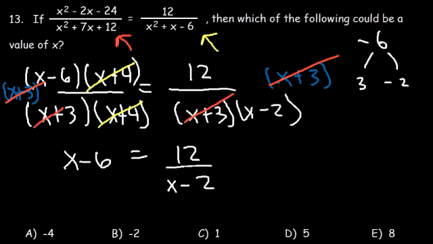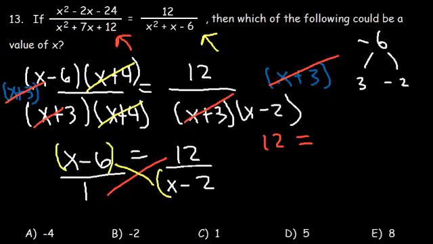So now what we need to do at this point is put this over 1 and cross multiply. So 1 times 12 is 12, and we can FOIL x minus 6 and x minus 2 if we multiply those two. So FOILing x minus 6 and x minus 2 is going to be x squared minus 2x minus 6x, and then 6 times 2 is 12, so plus 12.